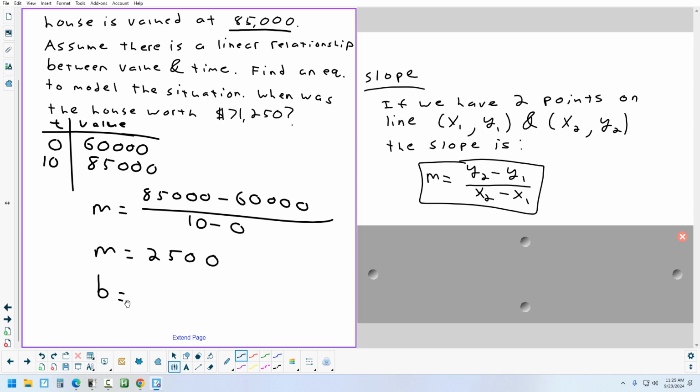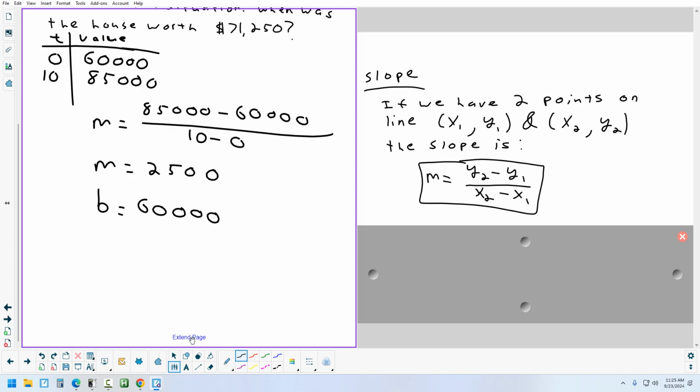Now, I didn't talk about the y-intercept too much, but the y-intercept is where the graph crosses the y-axis. One of those numbers in the table is the y-intercept. Does anybody know which number that is? Yeah. 60,000. Right. The number with the 0 is always the y-intercept. 0, comma 60,000. So the equation of this is y equals 2,500x plus b.